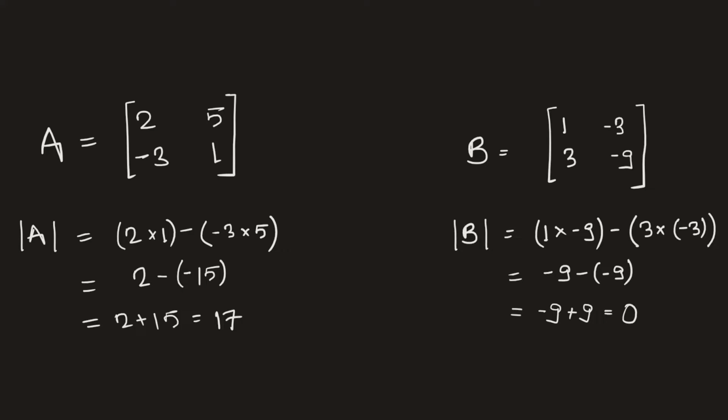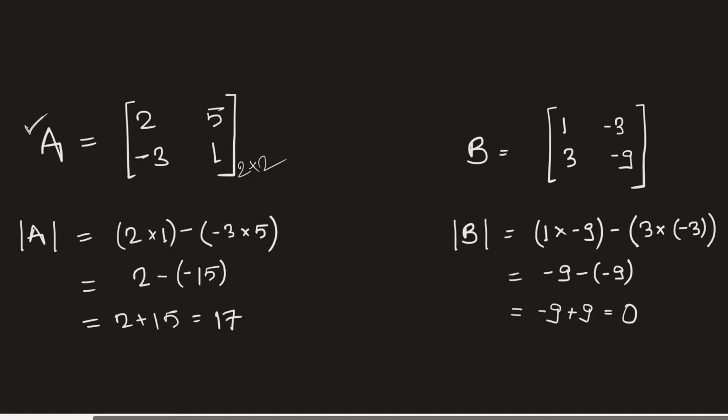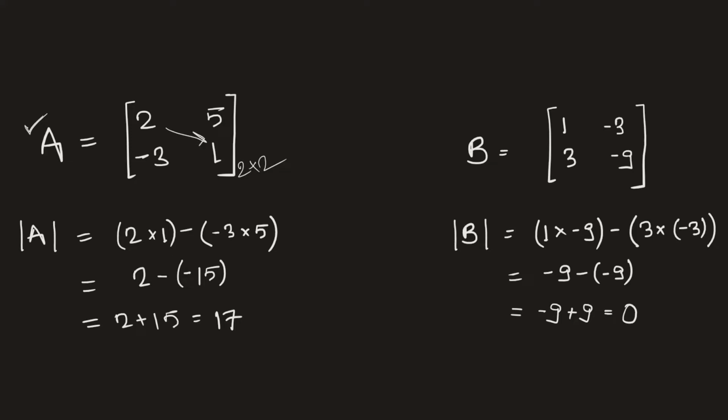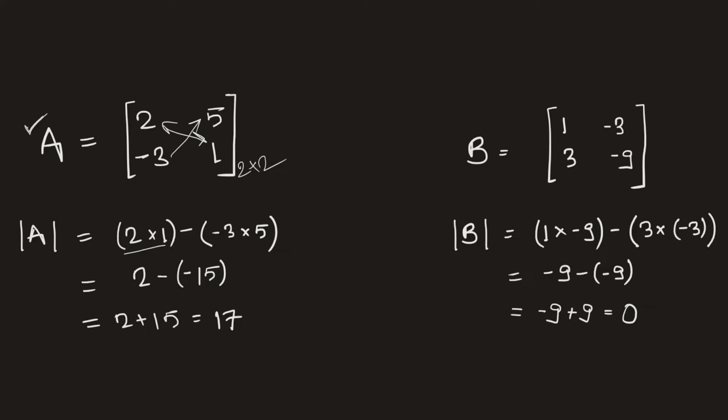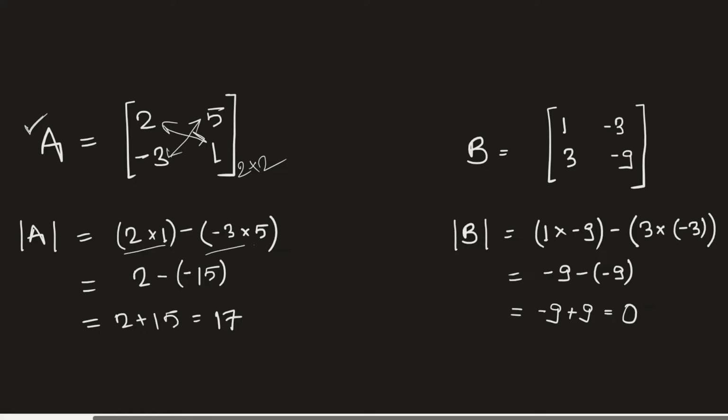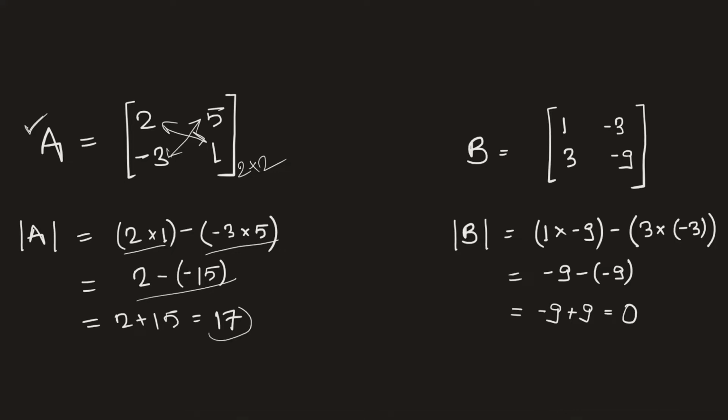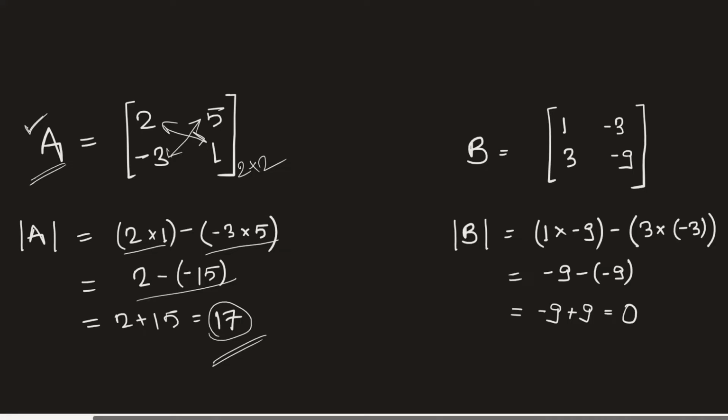So for example, I have taken this matrix A which has 4 elements, so it is a 2 by 2 matrix, and in order to calculate its determinant, first we need to multiply these two elements which are diagonal to each other. So I have multiplied 2 and 1, and then we subtract the product of these two elements diagonal to each other, which is minus 3 and 5 that we have here. After doing the calculation, we can see that the value we get is 17, which is nothing but the determinant for this matrix A. Pretty much simple and straightforward.